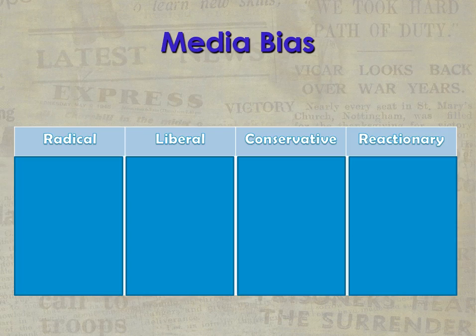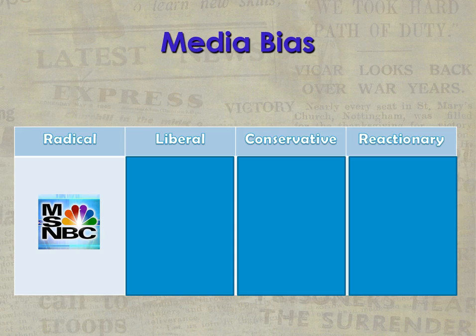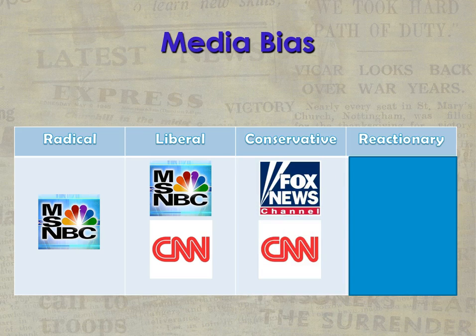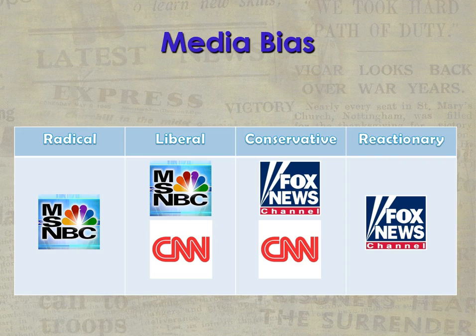So if we want to take a look at media bias, we can actually go through the political continuum. Generally speaking, the radical news station tends to be MSNBC. The liberal news station tends to be MSNBC and CNN. Conservative news station tends to be Fox News and CNN. And reactionary news station generally tends to be Fox News.